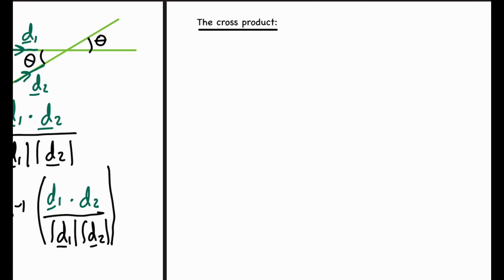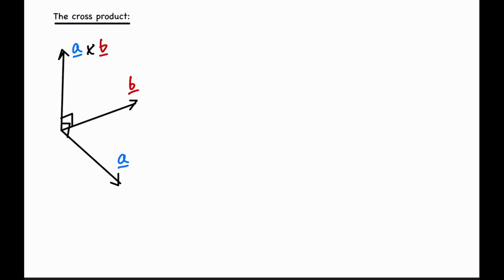So now let's move on to the cross product. So the cross product is very useful in 3D when you have two vectors like this, and you're trying to find a third vector which is perpendicular to both of these vectors, like this. So it's perpendicular to this one and this one. And say if this is vector A and this is vector B, this vector, the one that's perpendicular, would be A cross product B.